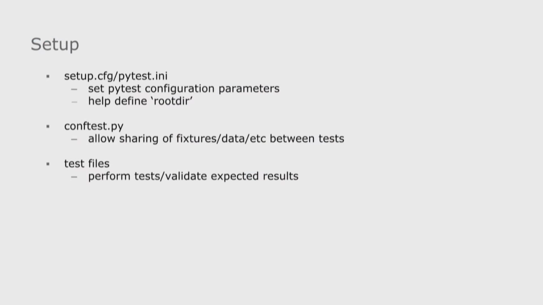Now conftest is where you create the base of your test. It's called a fixture. So that's where we're going to create the Salt caller API object that we're then going to utilize in our actual tests.